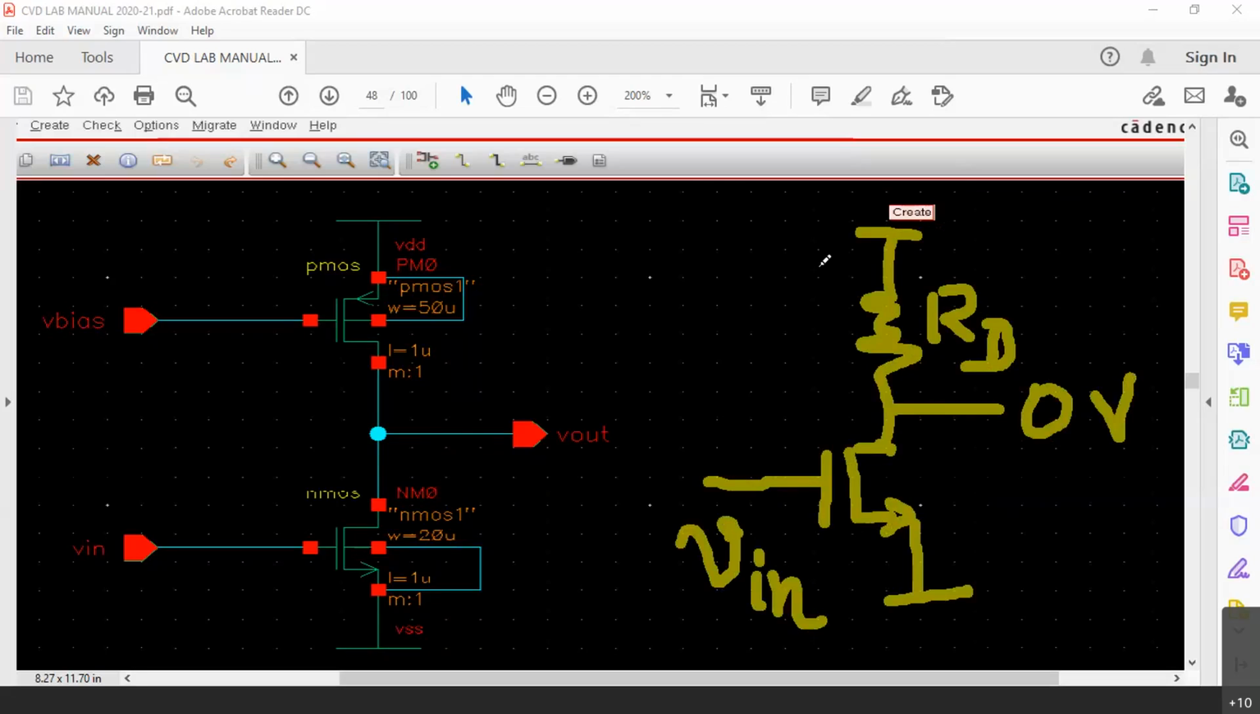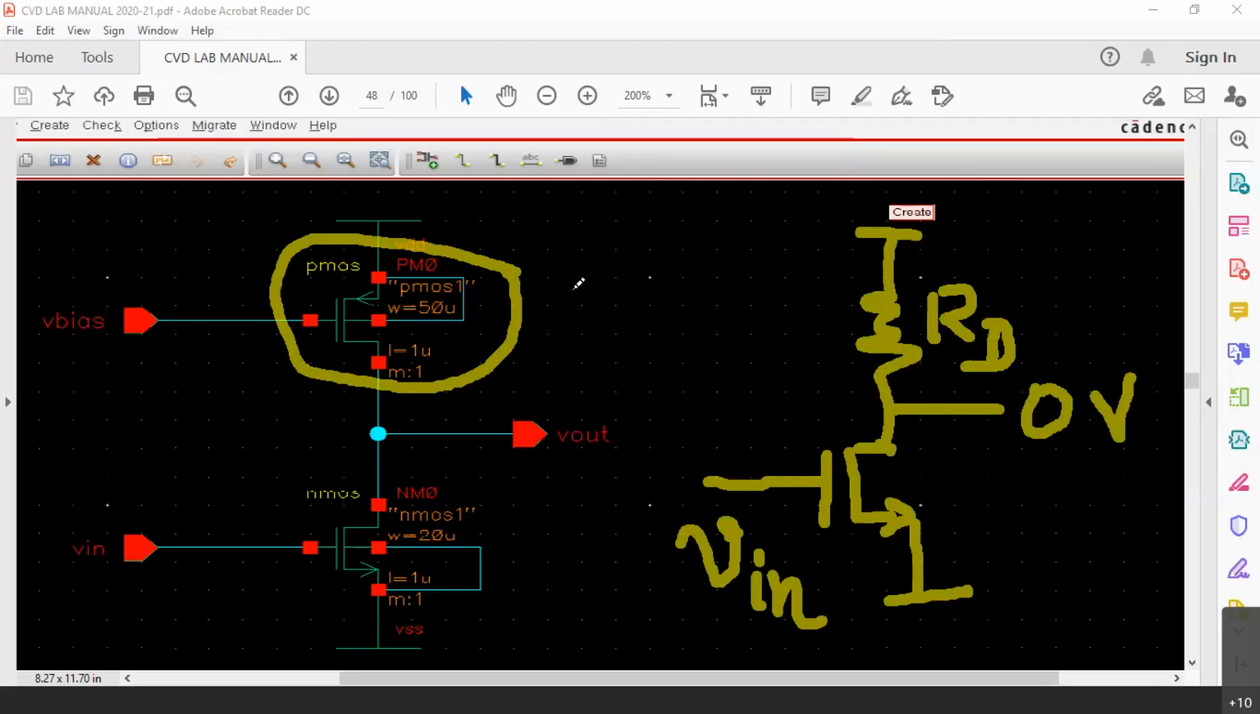Now, if I say that this RD we are replacing with this PMOS, my question now to you is two questions. First question is, if I replace this RD with this PMOS, what is the advantage? Second question is, is it possible to replace this resistance with the PMOS? Let us make the second question the first question now. Is it possible to replace the resistance with the PMOS?